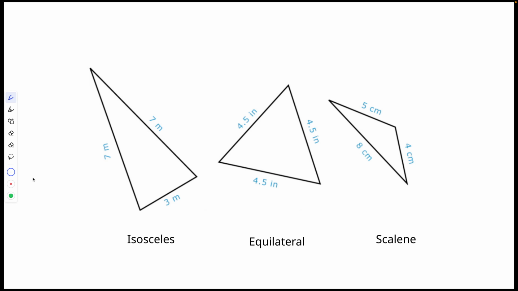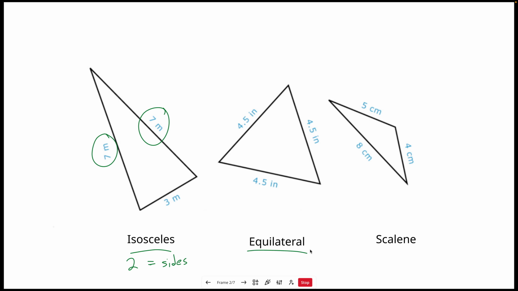All right, now that you've thought about it, here is what you should have come up with, something along these lines. An isosceles triangle has two sides that are the same, right? This one says 7 meters, 7 meters. This is isosceles, so two equal sides. All right, an equilateral triangle, all three sides are the same, so 3 equal sides.